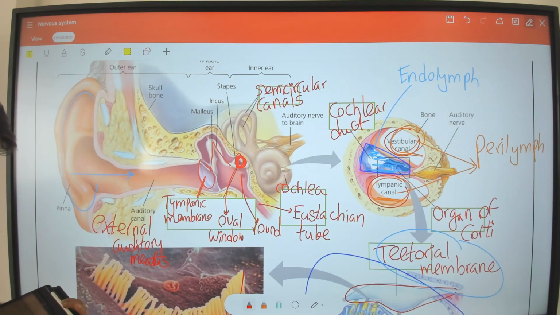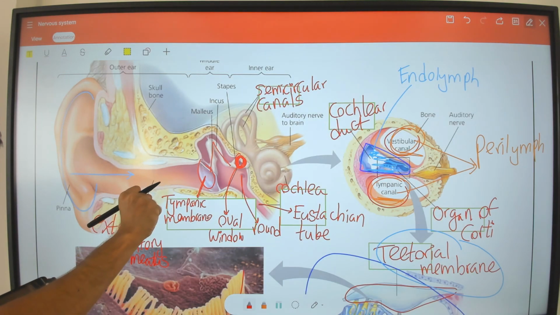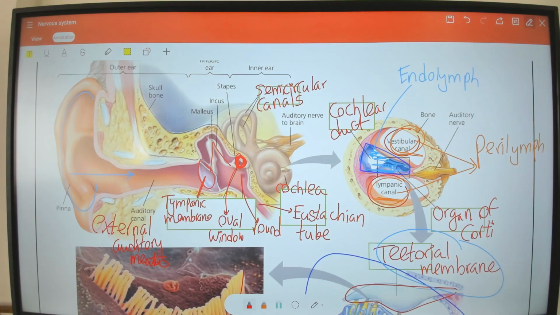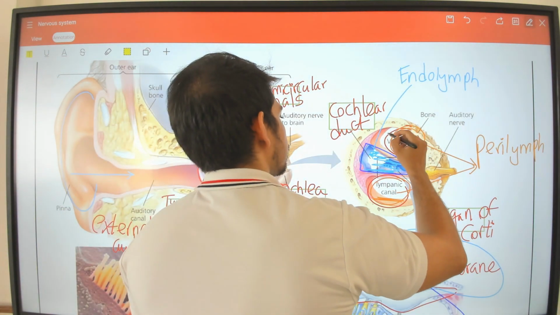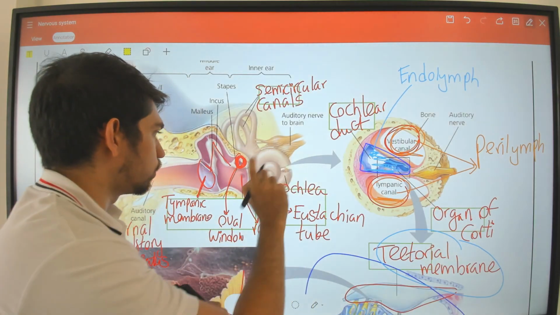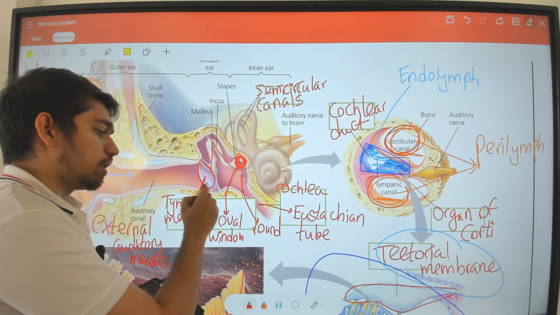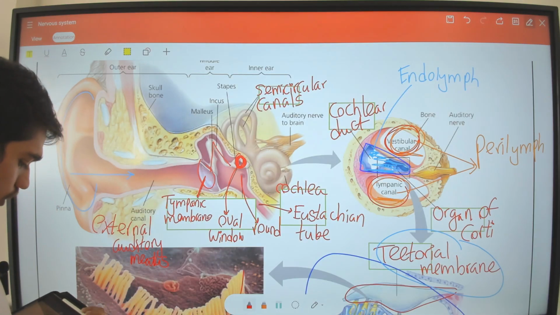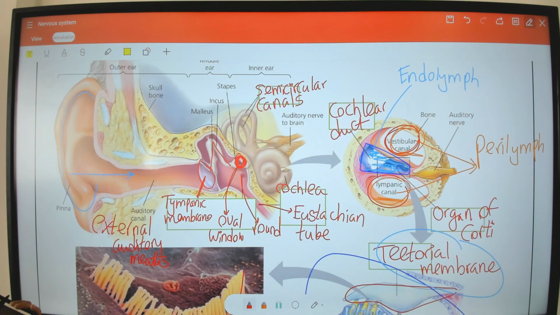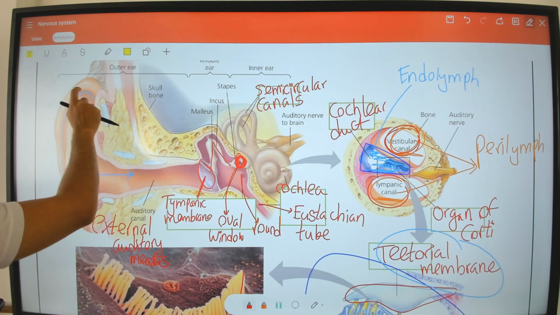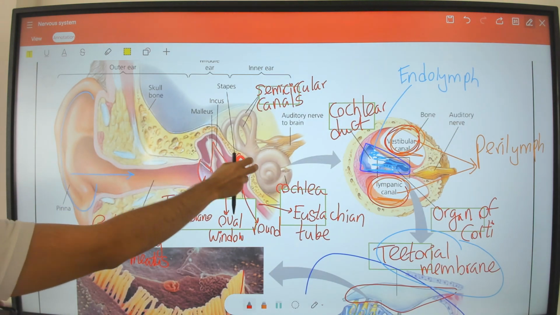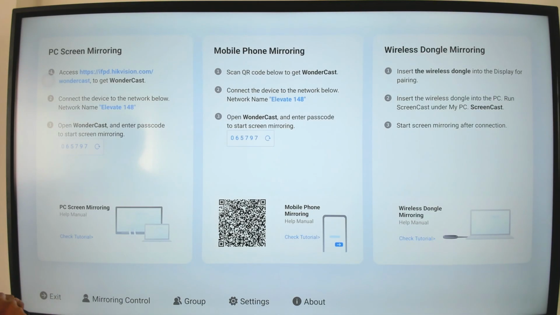When stapes vibrates against the oval window, pressure waves are created in the perilymph. So where do you have perilymph? In the vestibular canal, because I told you the vestibular canal begins at the oval window. I think it's easier if I just jump back to that previous diagram to show you this.